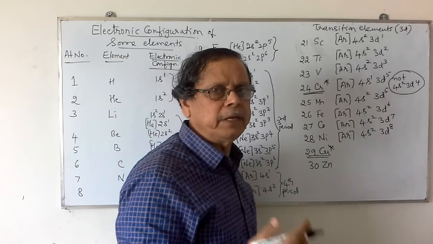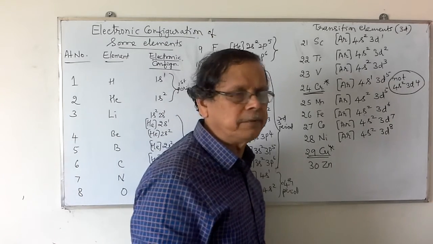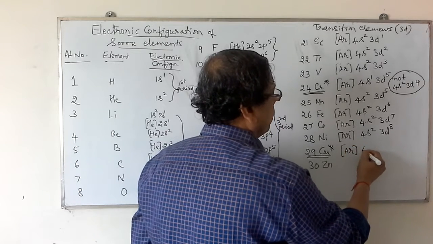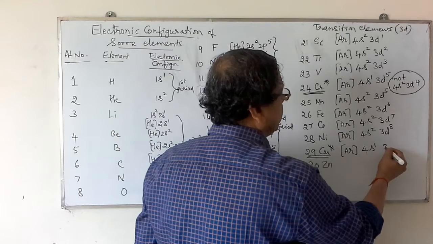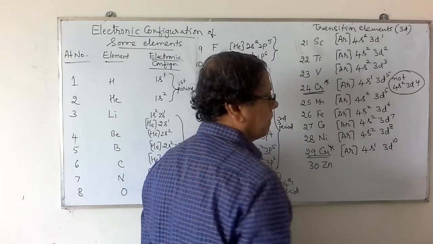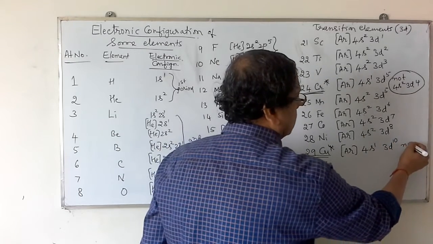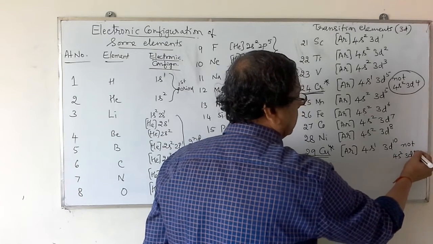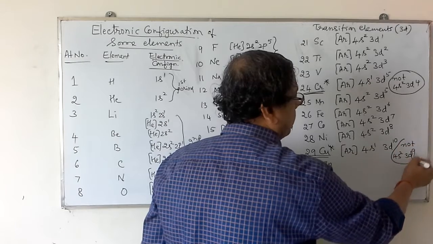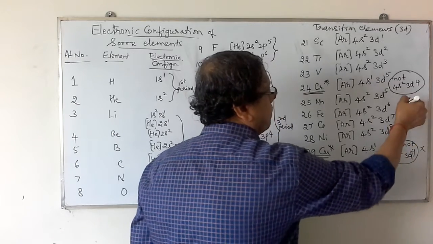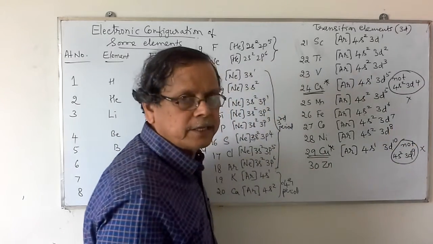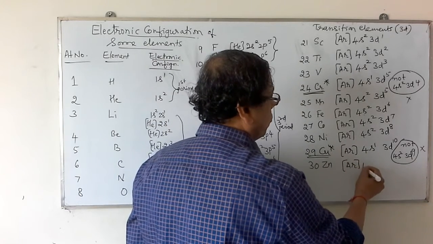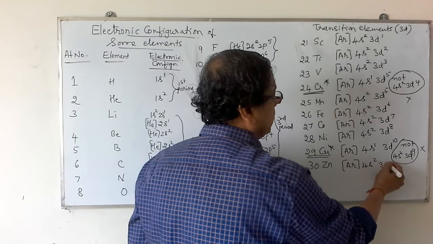Then when you come to copper, again there is a special configuration for this one, which we can confirm by using the oxidation states and colors exhibited by it, and it is containing the configuration argon 4s1 3d10. It is not 4s2 3d9. It is not this one. This is the correct configuration. Then we have zinc, argon 4s2 3d10.